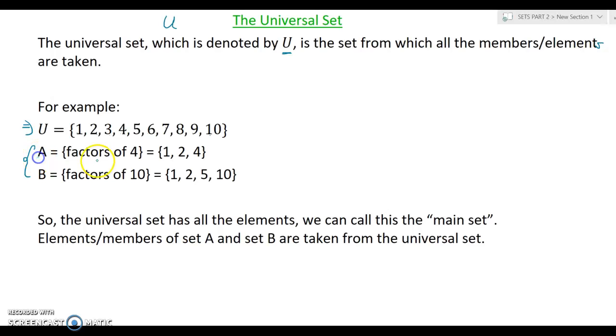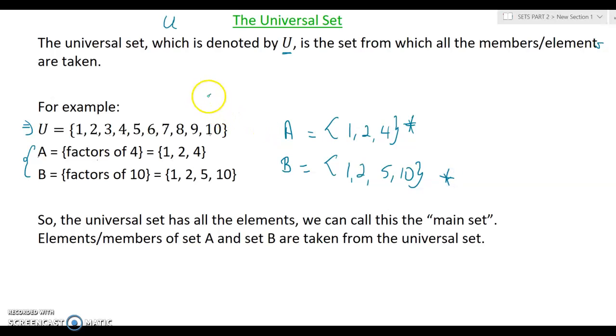So A is the set of factors of 4, which I have written here already: 1, 2, and 4. And then set B is the factors of 10, which are 1, 2, 5, and 10. If you notice, all these factors for set A and set B are part of our main set, the universal set. The universal set has all the elements, and as you would hear me saying, we call this the main set. Elements or members of set A and set B are taken from the universal set.